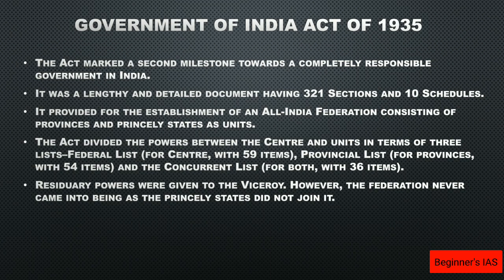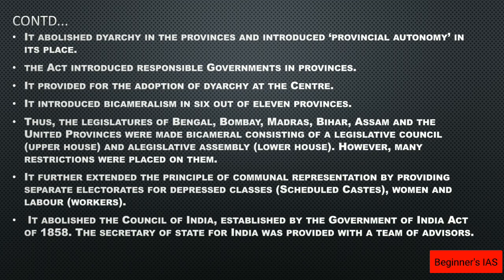And one has to note the important point. Here, it introduced bicameralism in 6 states out of 11 provinces. Let us see. That is, the legislatures of Bengal, Bombay, Madras, Bihar, Assam, and United Provinces were made bicameral, which means upper house and lower house. And also, it has some restrictions. Here, this act further extended the principle of communal representation by providing separate electorates for depressed classes.